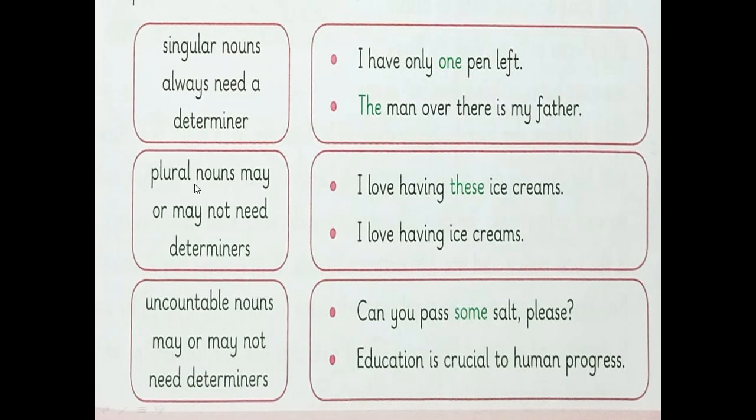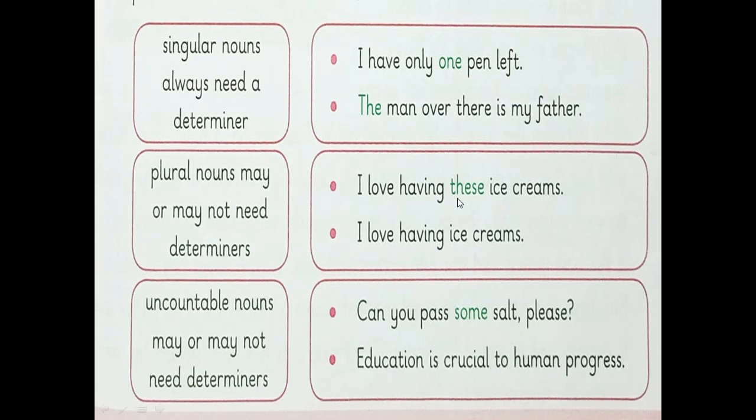Now for the plural nouns, they may or may not need a determiner. Let's see the example that is given over here on the right hand side. It's written, I love having these ice creams. So we are using the word these. This is a determiner and the noun over here is ice creams.